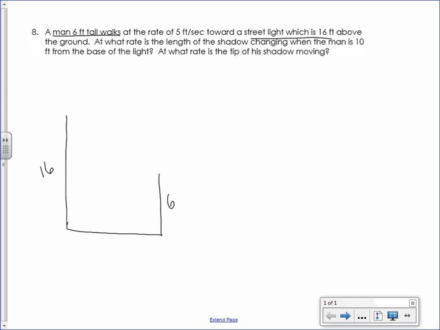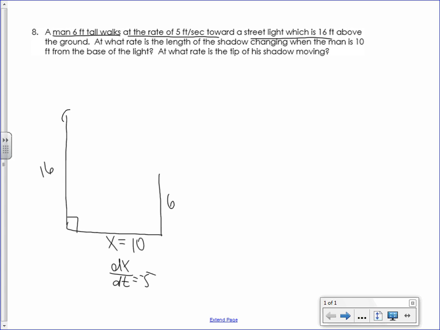So here's the ground. Okay, and remember, in math problems, we're in a perfect world, so we've got right angles. And I don't know how long this is yet, but I know that this distance, since he's getting closer, is going to be negative. So dx dt is -5, because it says that he's moving towards it at 5 feet per second. And then the first part is, at what rate is the length of this guy's shadow changing when he's 10 feet away from the base of the light? So if he's 10 feet away, that means that my x is 10.